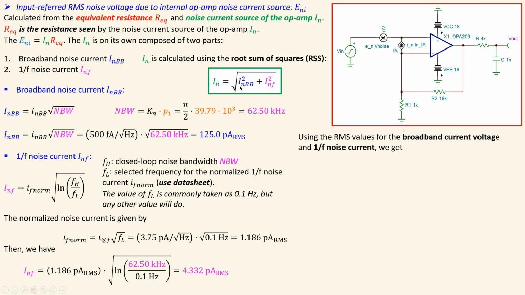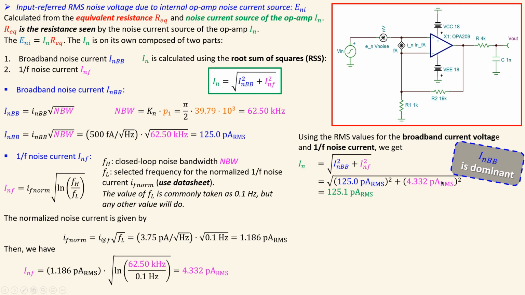Using these two values and doing the calculation using root sum of squares, I have the following value, which is 125.1 picoamps RMS. So you can already see in this case also that the broadband noise current is dominating, because this part is not really contributing much, because this is also very close to that one. So again, the broadband noise part will dominate.